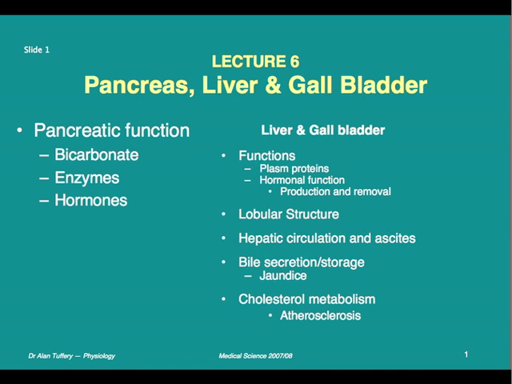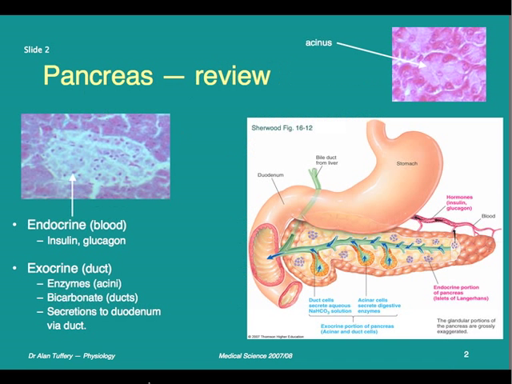Right, so pancreatic function first. I'll put up the liver gallbladder outline again when we get to that bit. Here's a review. You've seen this slide before, so no need to panic. I remind you that the pancreas lies just below the stomach.